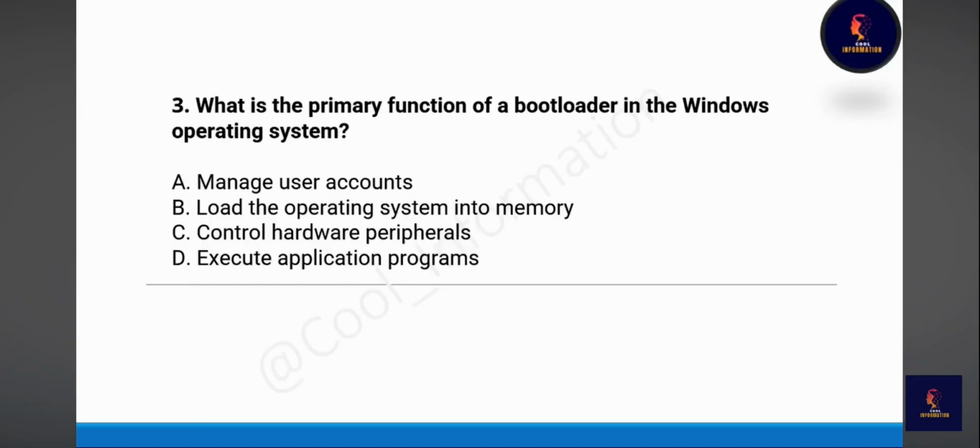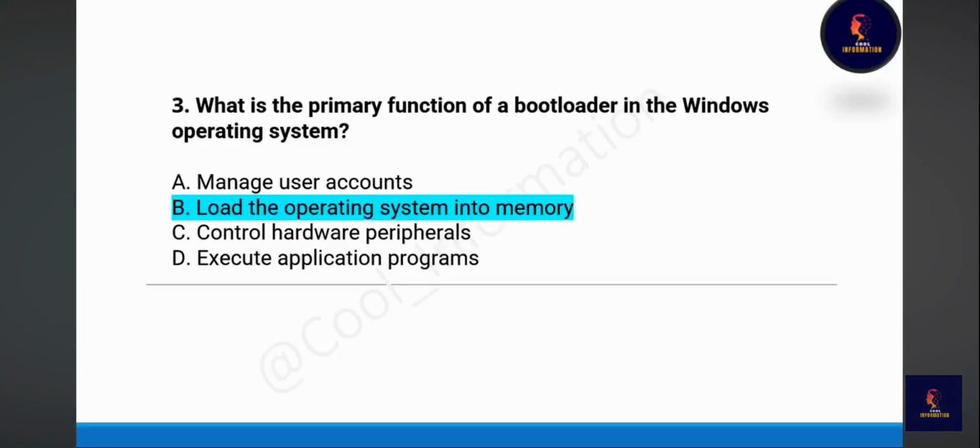Moving to the next question. What is the primary function of a bootloader in the Windows operating system? Option A, manage user accounts. Option B, load the operating system into memory. Option C, control hardware peripherals. And last option is execute application programs. Correct option is option B, which is load the operating system into memory.